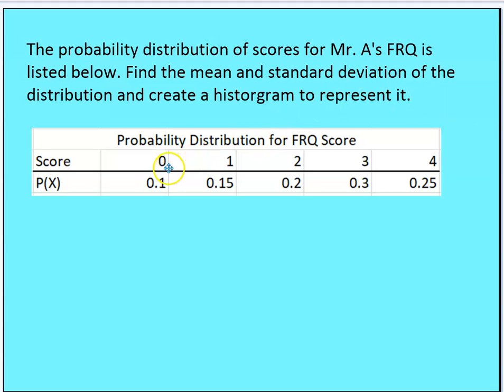All right, so here's the probability distribution and then the score. So your score is going to be on the x-axis and the probability is going to be on the y-axis. Okay, I am going to move on.